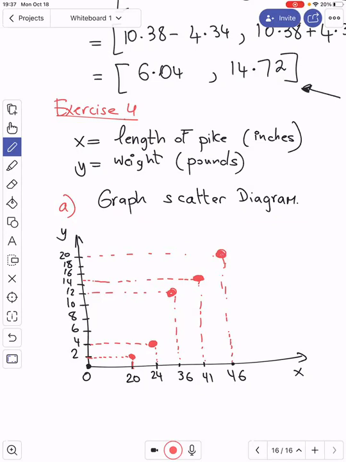I don't know, Rihanna, did you have trouble with the scatter diagram in the homework? Anyway, so this is how we graph the scatter diagram. Let's just forget about these lines right here.